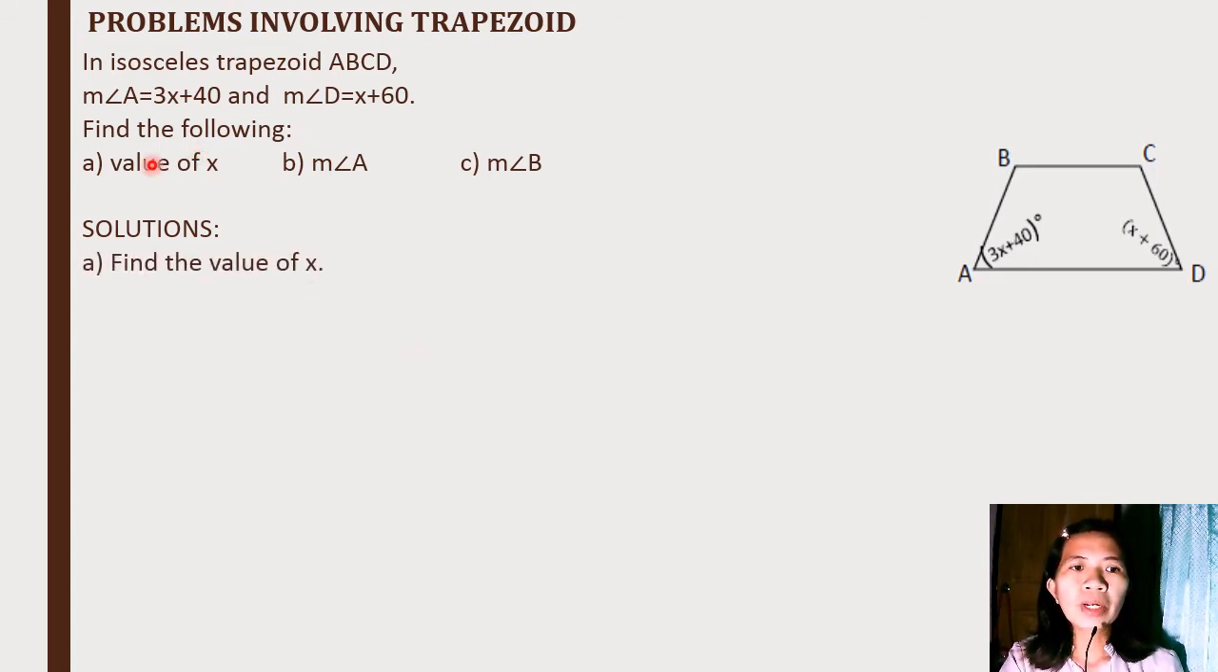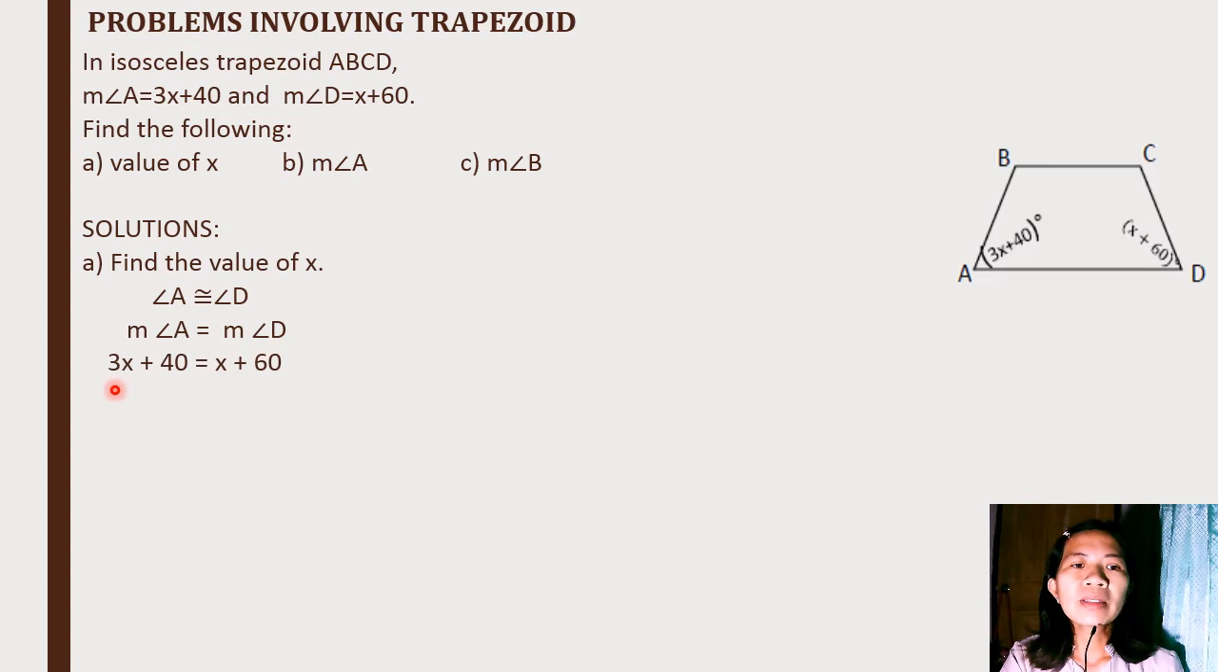First, we are going to find the value of x. Remember the properties of an isosceles trapezoid, that base angles are congruent. So angle A is congruent to angle D. If they are congruent, the measurements of their angles are equal. So measure of angle A is equal to measure of angle D.